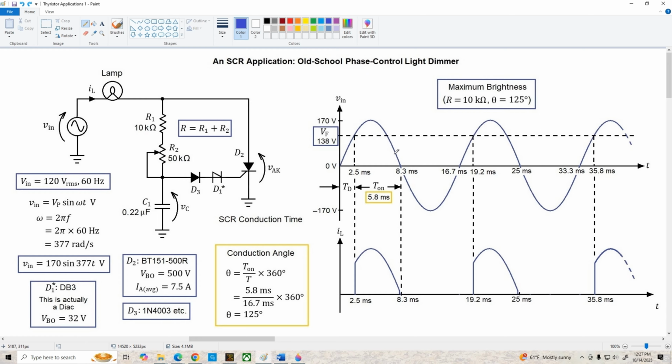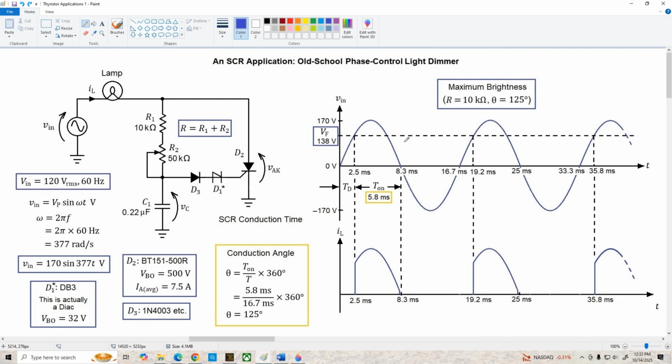Now, when the AC line voltage drops to about zero, the SCR shuts off and we get no conduction for this half of the cycle. And it's basically a half-wave controller. And the fact that the SCR turns off automatically at zero crossing is called auto commutation.